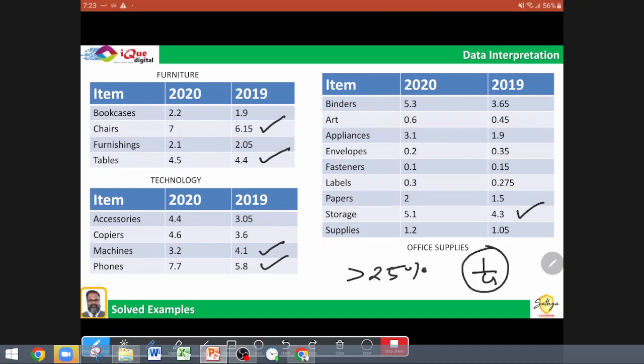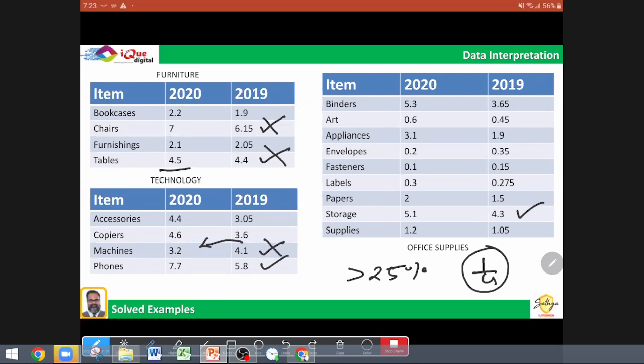So if I want to take a look at greater than 25% increase, so it should be increasing by more than 1/4. तो 6.15 का 1/4 is 1.5 1.6 के आसपास, एंड 1.5 1.6 भी ऐड करूंगा तो 7 point something, बहुत आगे जाना चाहिए. So definitely not. 4.4 का 25% is 1.1, so it should have been 5.5. Definitely not this. 4.1 से actually it is decreasing, so this is eliminated.